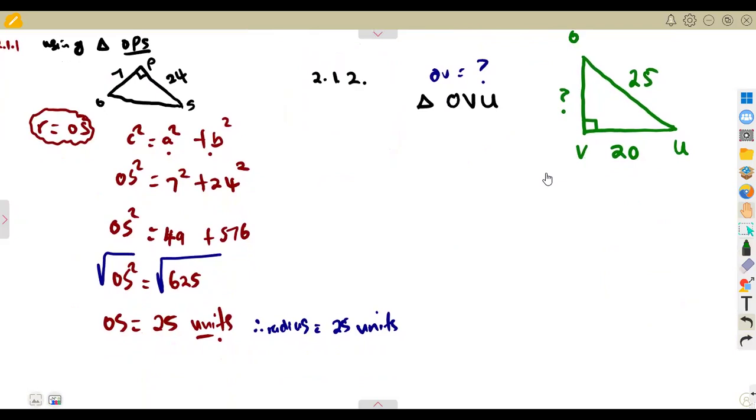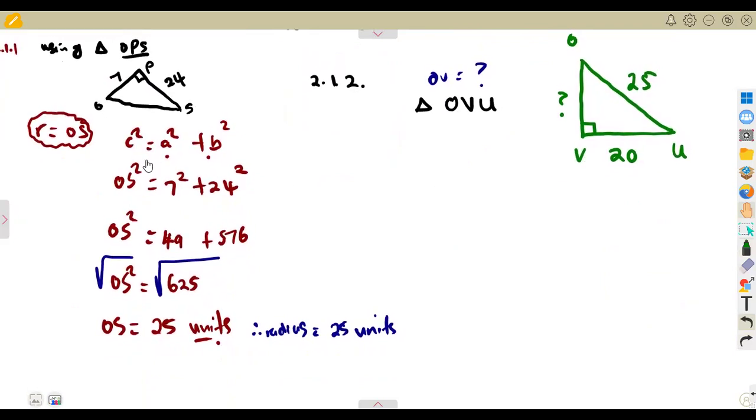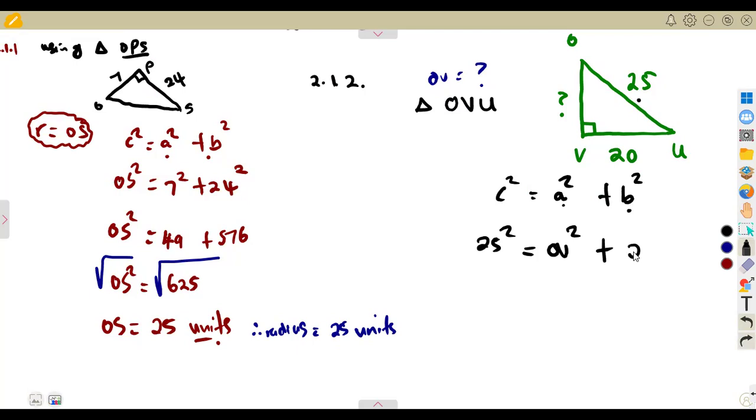So using this information, again, we are back to the Pythagoras theorem, where we can calculate the missing side when given two sides of a right-angled triangle. So from C squared is equal to A squared plus B squared. What is the hypotenuse? The hypotenuse is 25. So 25 squared is equal to A and B. These are the shorter sides, which we can take our OV, the side to be calculated, plus B, which is the other side, that is going to be 20 squared.